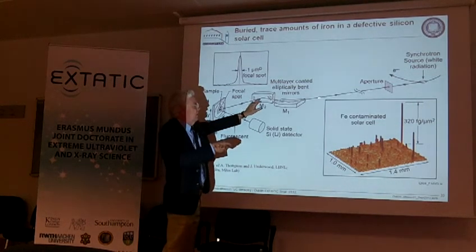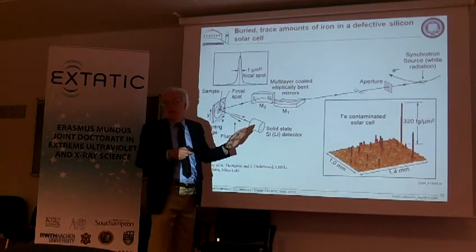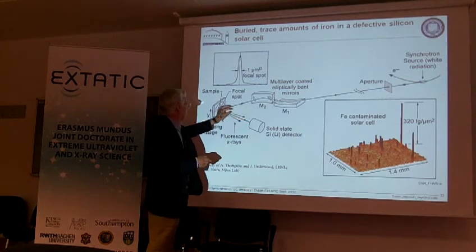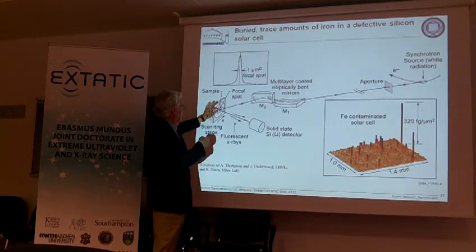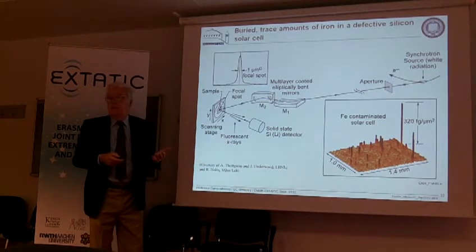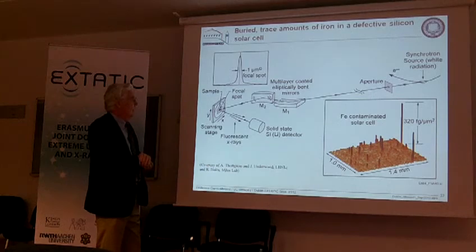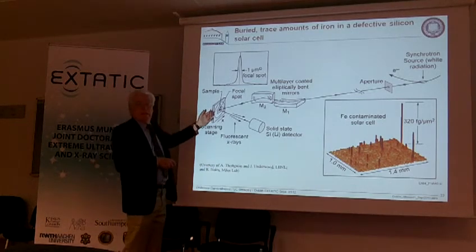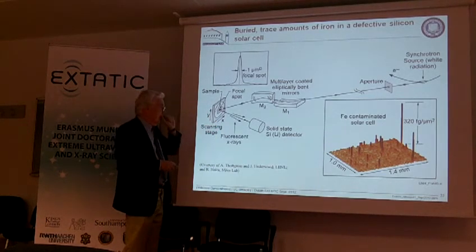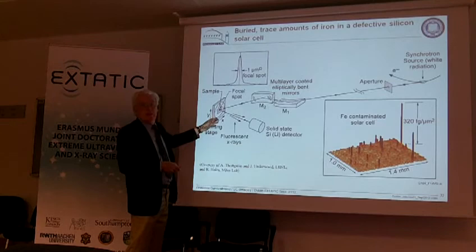The optics is collecting a small amount because they're at glancing incidence, so they're not very great collectors. Okay, and they're focusing that radiation to a small spot on some sample. It could nominally be 8 or 10 kilovolts, depending on the coating on the optics, and then there's characteristic emissions. So in this one, it's a solar cell which has, unfortunately, got some iron into it.